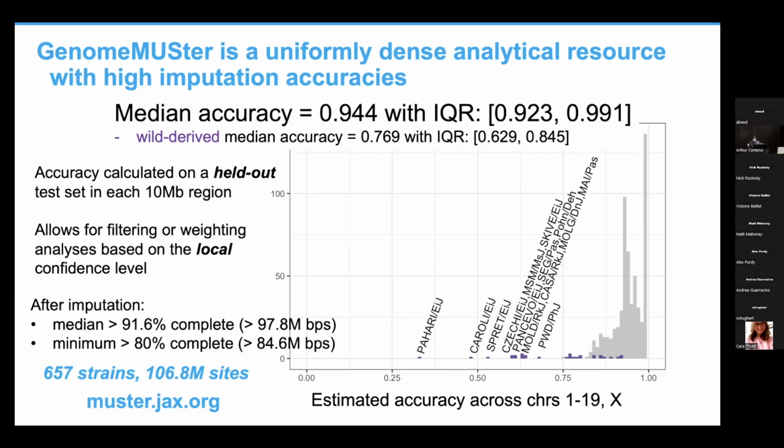After we've imputed the SNPs and filled in these gaps, we had a median of 91.6% of the strains complete, which means that we had about 98 million SNPs for at least half of the strains. The minimum number of sites covered was 85 million, which is 10 million more than Sanger, and it's across all 657 strains. So we have a very nice, dense, saturated GWAS grid that we can use in our analyses.